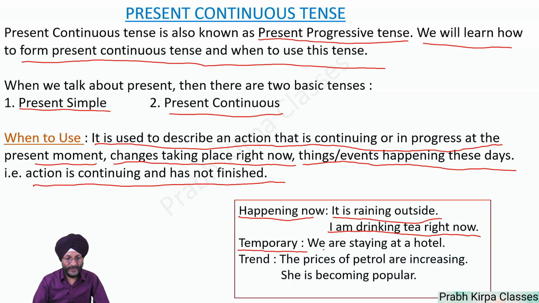Temporary. We are staying at a hotel. We are staying at a hotel for a few days and we will go back to our own house. This is for a temporary purpose. So whenever we talk about an action which is temporary, we use present continuous tense. When we talk about a permanent feature, then we use simple present. For example, we live in New Delhi.